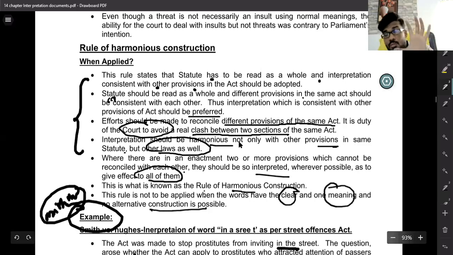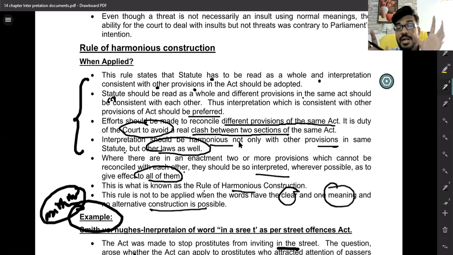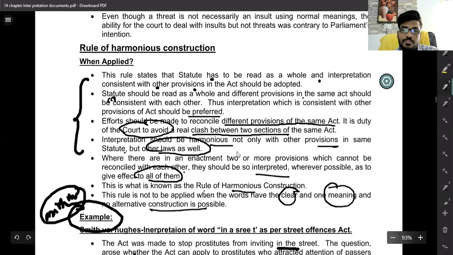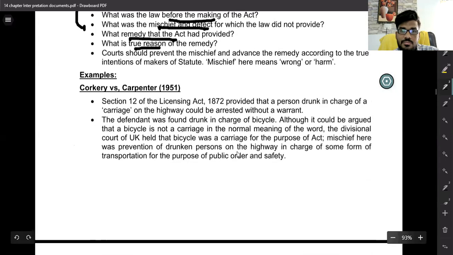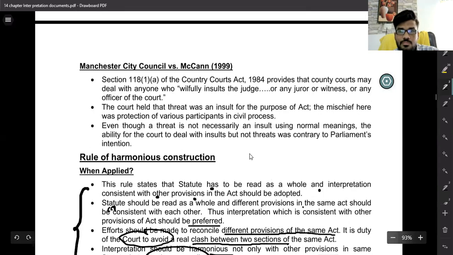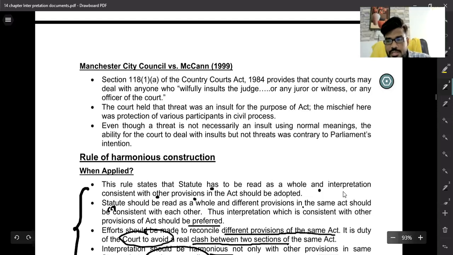Clear, sir? If there is a conflict between two or more statutes, or between two or more provisions in a statute: whenever two or more statutes conflict, you give preference to the special statute over the general statute. For two or more provisions, give effect to both, and that is decided by the court, not by persons. This is harmonious construction. Everyone is clear on harmonious construction? Next, sir.